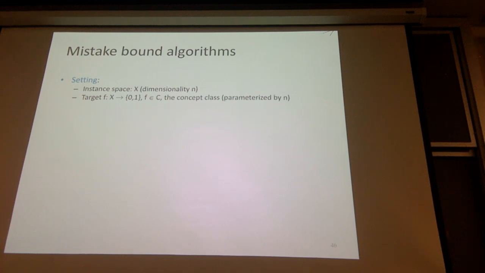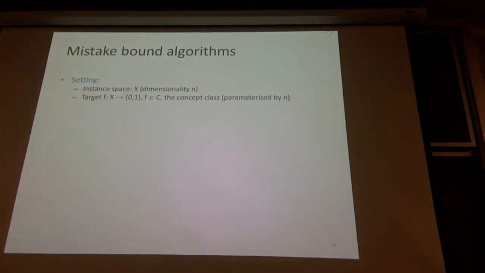There is a target function f. F is a function that maps x to either true or false, 0 or 1. And let's say f belongs to the concept class. F belongs to a set called C. In the example that I had before, the concept class was monotone conjunctions. And let's say the size of the concept class is somehow parameterized by the number n, the dimensionality. And we'll see why that is so in a bit.